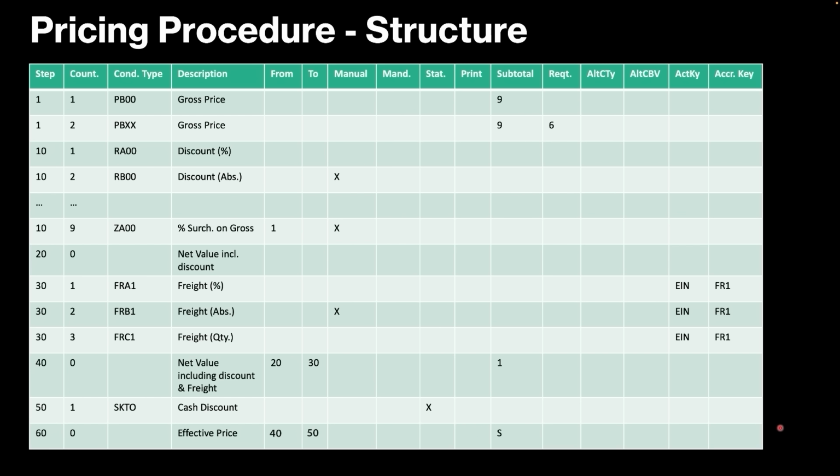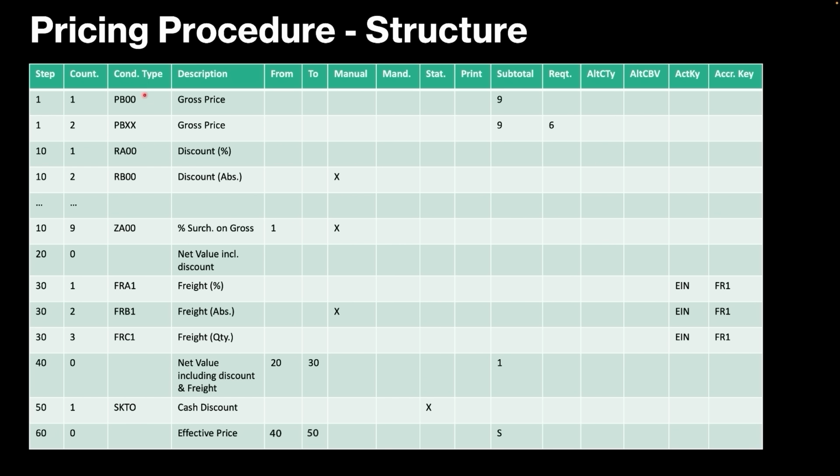So you can see on the screen, this is a typical structure of a pricing procedure. It has 16 columns. The first column is the step, which tells you in which sequence the calculations are to be done. Then you have this counter column for condition types which have the same step. They are sorted through this counter.